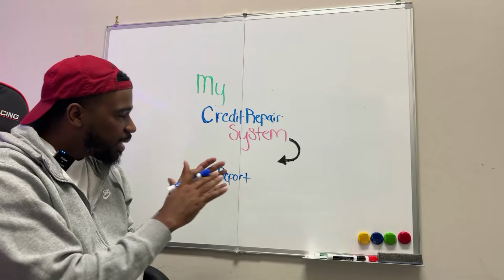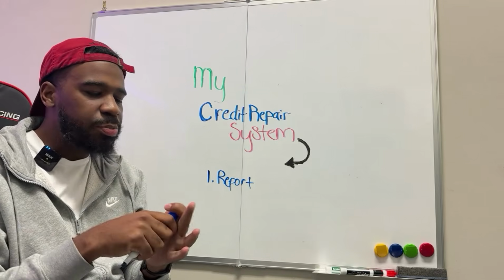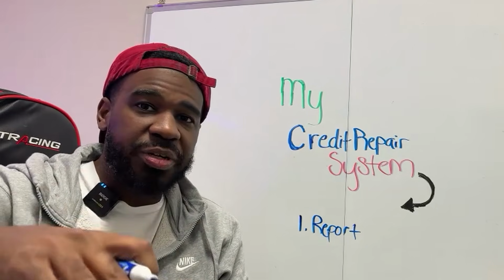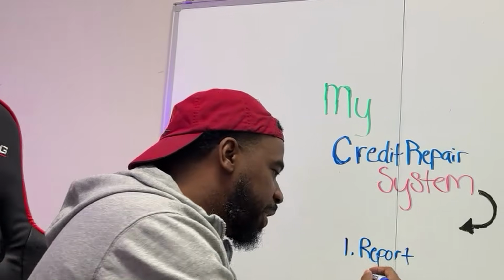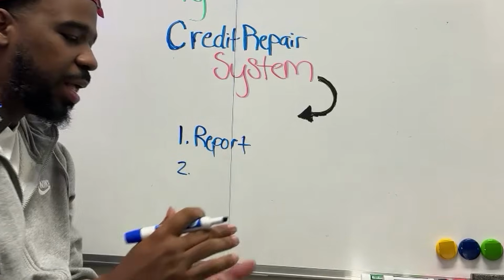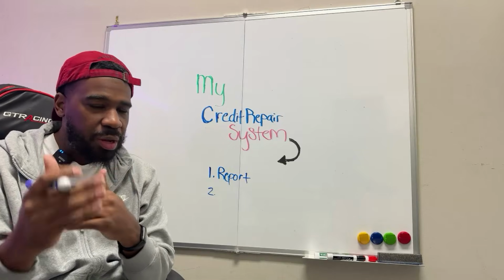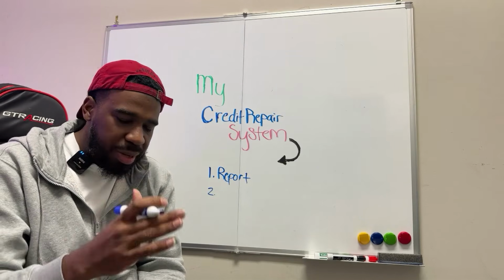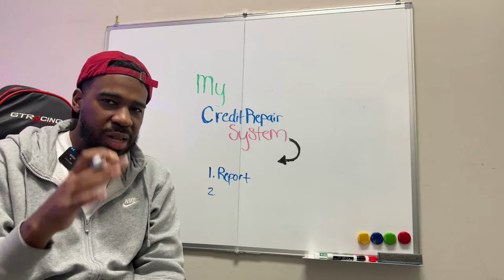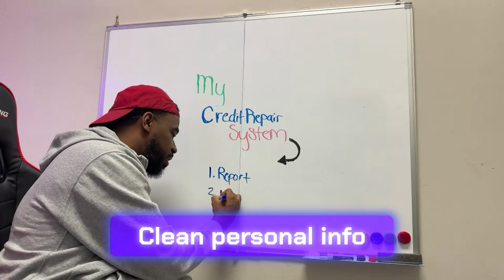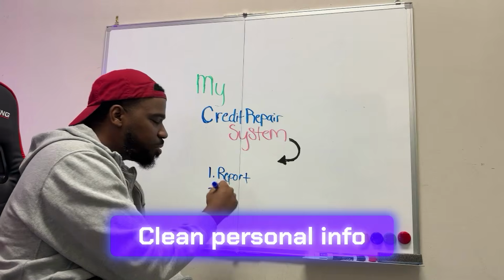So the second part of this system is, before you actually dispute with Experian, TransUnion, Equifax, one of the things that I talk about is cleaning up your personal information. Your personal information is very important when it comes to disputing. Experian, TransUnion, Equifax most likely are reporting your personal information incorrectly. So I call it PI, personal information.